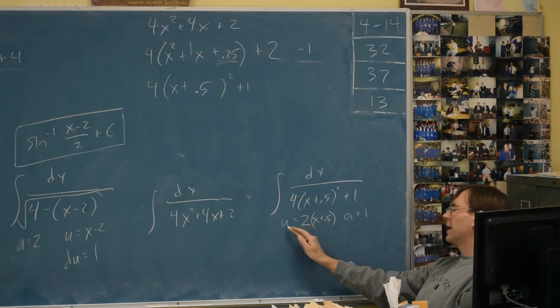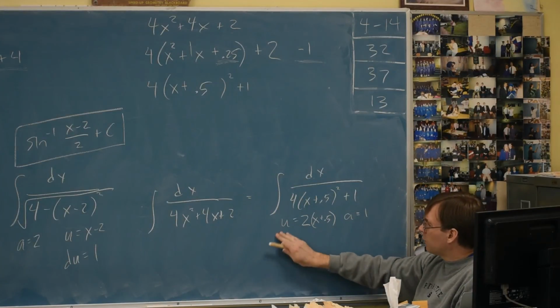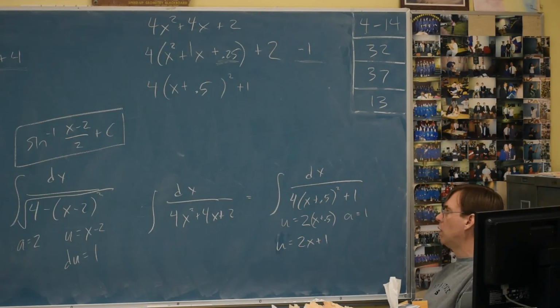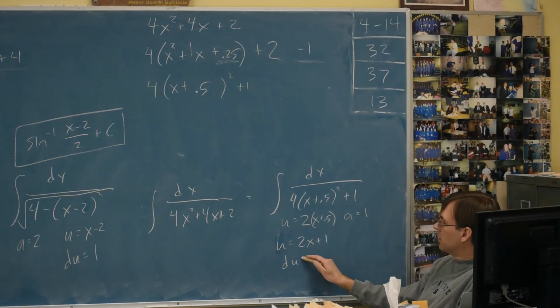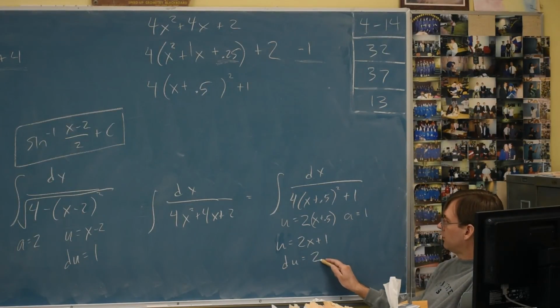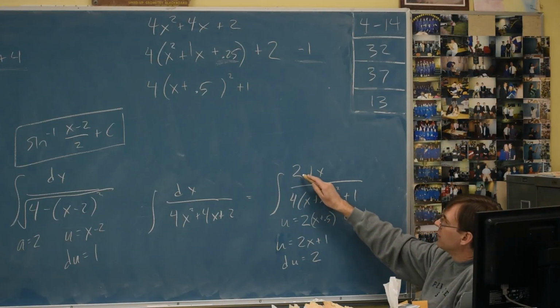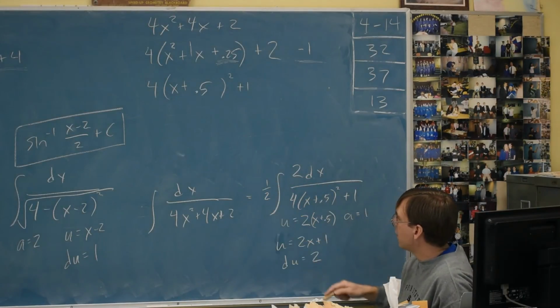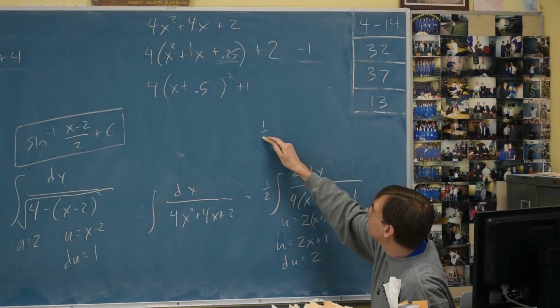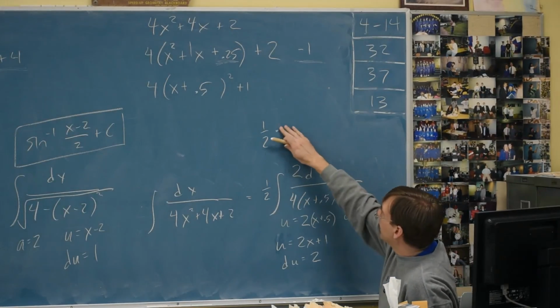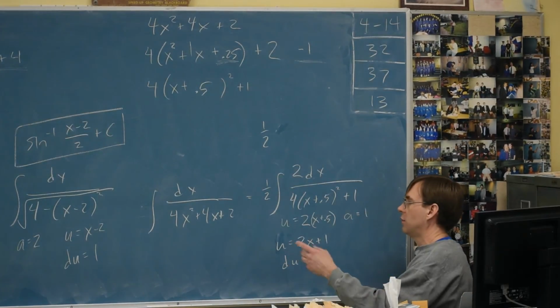And instead of looking at a distribute problem, I think we're going to be better off to just distribute it and get 2x plus 1. I think that's going to be friendlier to us. The du is then a 2. So we need this to have a 2 on top. The derivative of u always needs to be on top. If I do a 2, I need to pay for that with a half. Then it's a tan problem, we just follow the pattern.